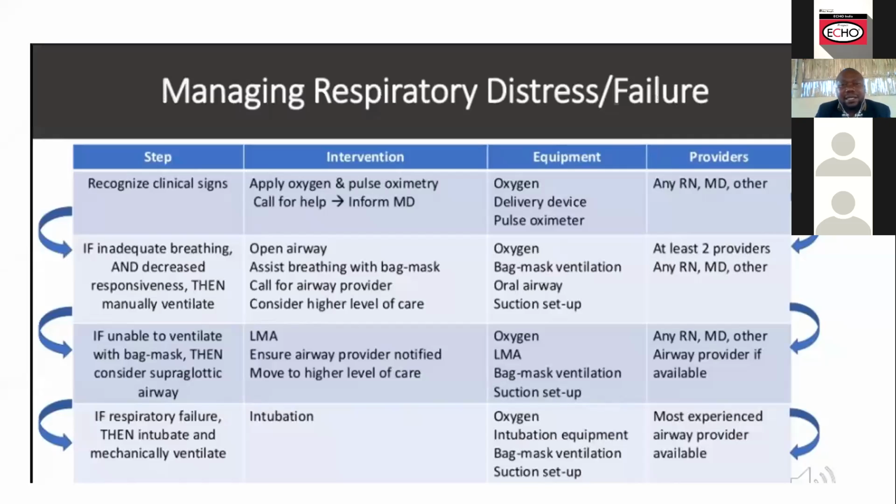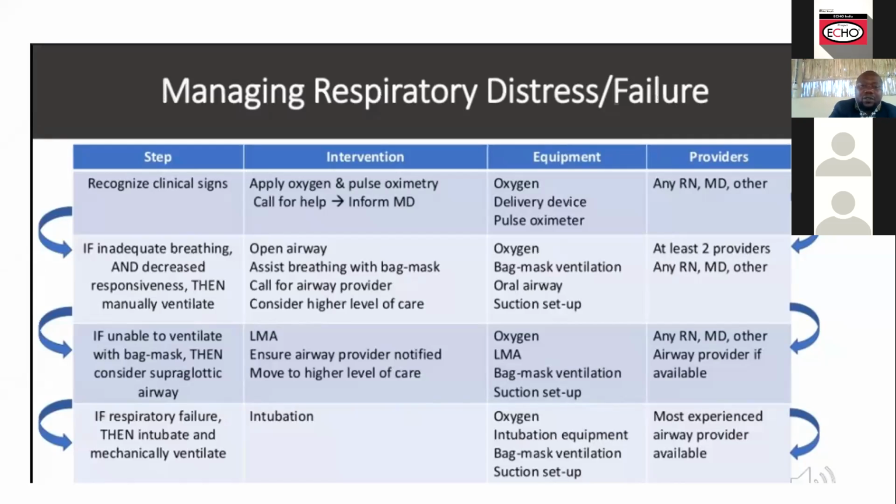Is it minimizing respiratory distress or respiratory failure? There are steps, and the steps are the same. It is recognition of the clinical sign and knowing which intervention, equipment, and provider you may need. In this case, on step one, you recognize the clinical sign, apply oxygen and pulse oximetry, call for help, and inform the medical doctor.